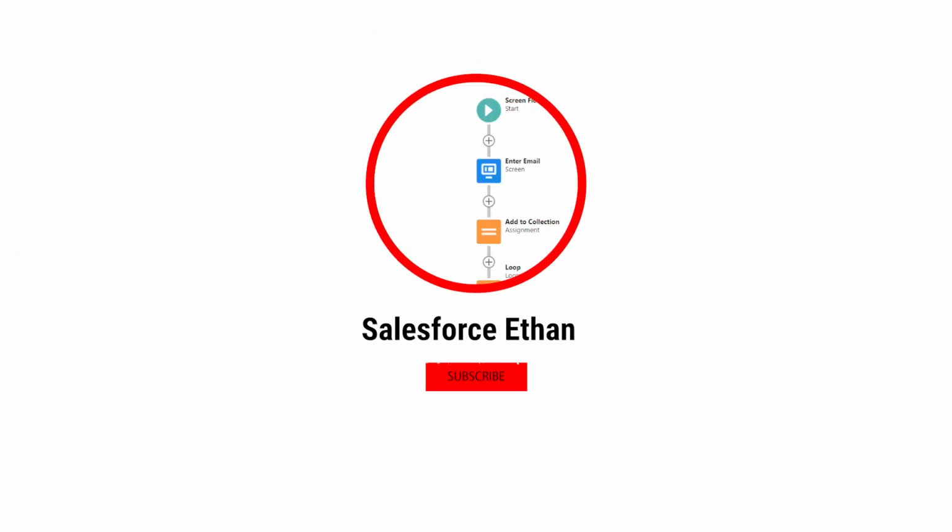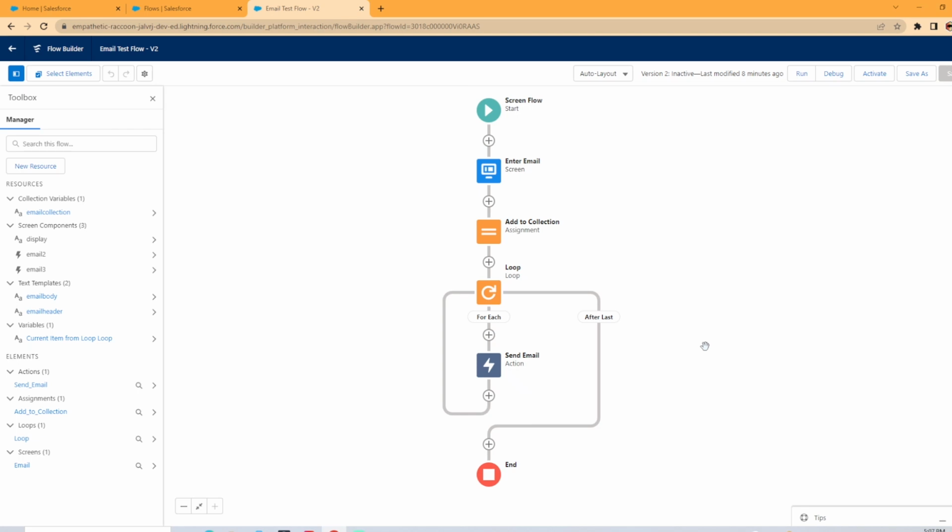Today we're going to be taking a look at how to troubleshoot a send email action in a flow. In particular, if you're receiving an error message saying that there are no recipients to send the email message to.